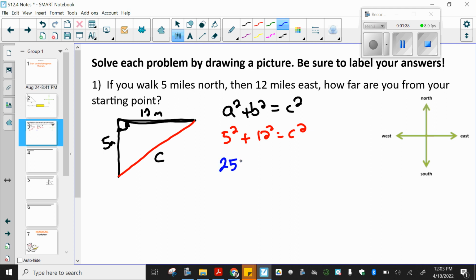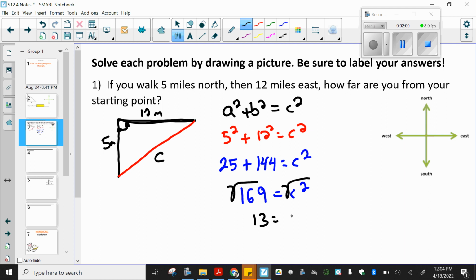That's 25 plus 144 equals c squared. 25 plus 144, 169 equals c squared. We're going to find the square root of both of those. Well, the square root of 169 is 13. The square root of c squared is c. So we're going to say c is 13 miles. That's how far we are from our starting point.